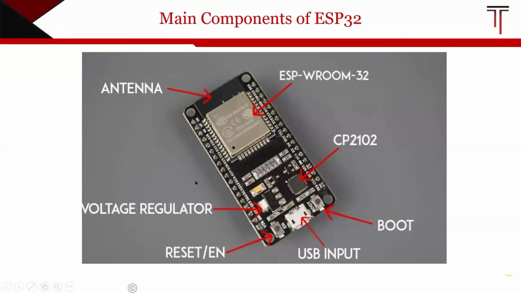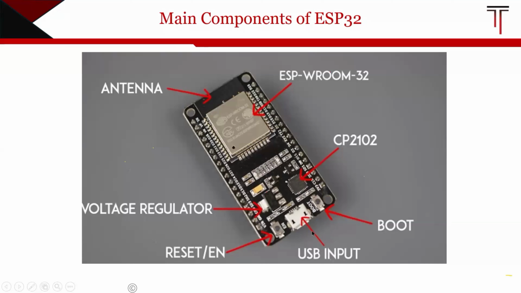Okay. So next we have some flash memory and we have the USB to serial converter. This chip is responsible for converting USB signal to UART, allowing you to program and communicate with the ESP32 through the USB connection. This USB input is used to dump our code into this ESP32 from our computer, by using a USB wire.